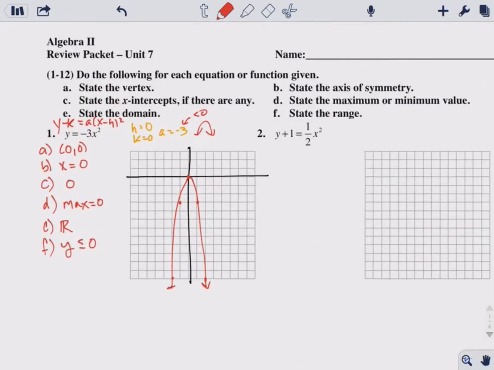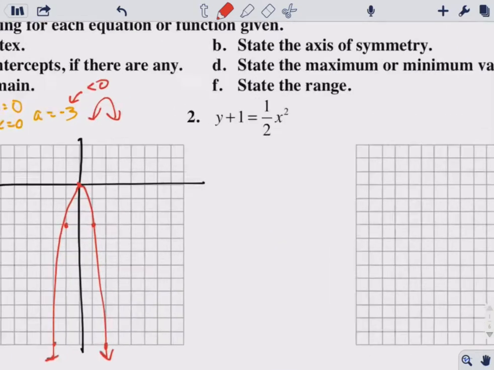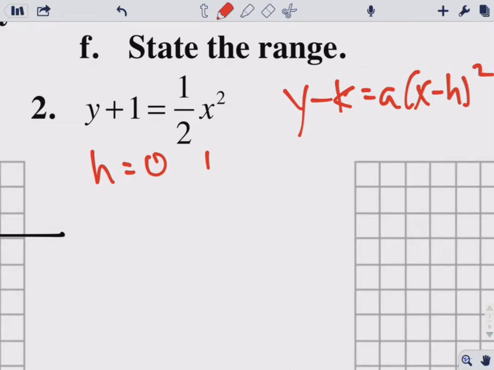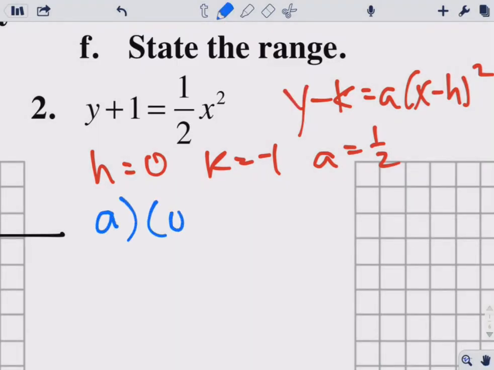Okay. Number 2, again, this is in the form y minus k is equal to a times x minus h squared. So I have h is equal to 0, k is equal to negative 1, a is equal to 1/2. So let's go through and answer these. A, vertex is 0, negative 1. B, axis of symmetry, x is equal to 0.